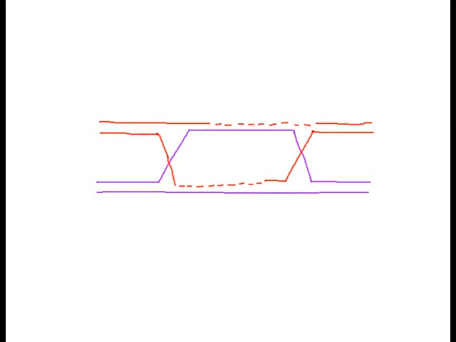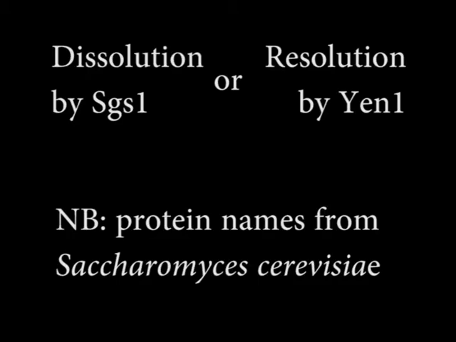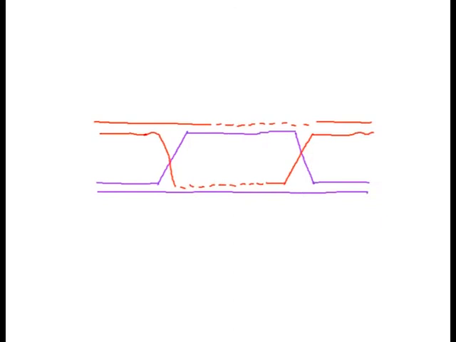This intermediate then undergoes either dissolution or resolution, depending on the proteins involved. The names used here, SGS1 and YEN1, are the homologs that exist in baker's yeast. SGS1 is responsible for dissolution of the intermediate. It twists the DNA to form non-crossover products.